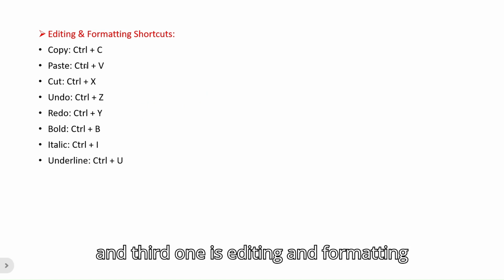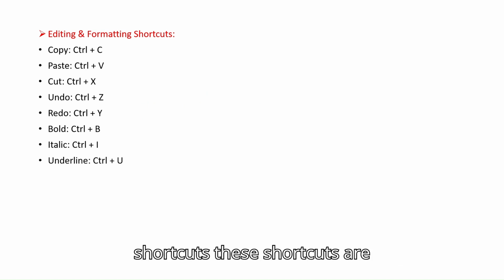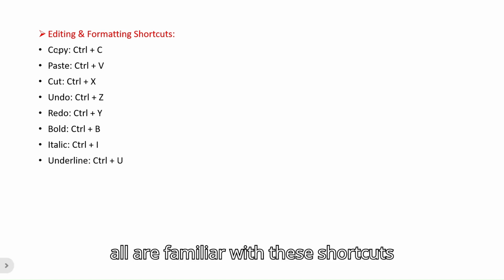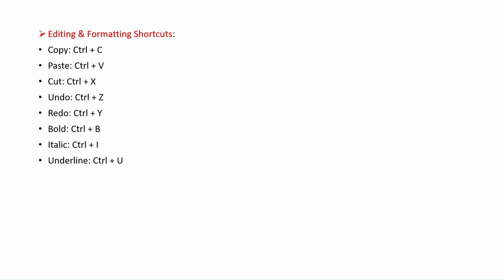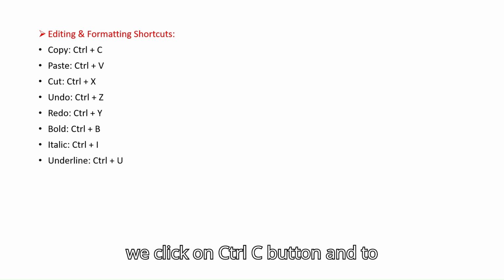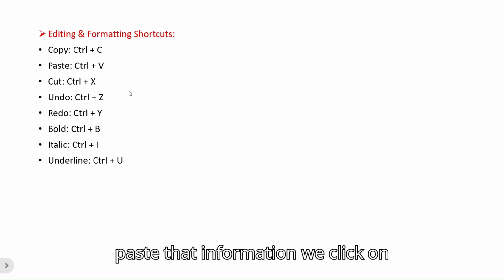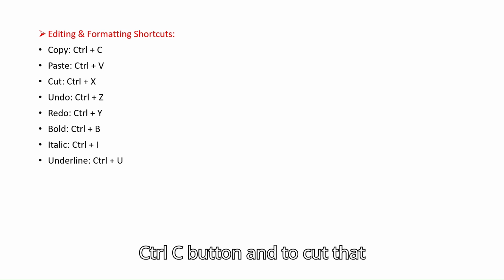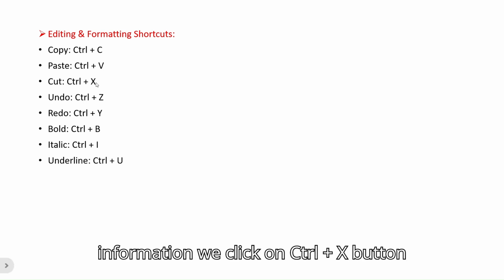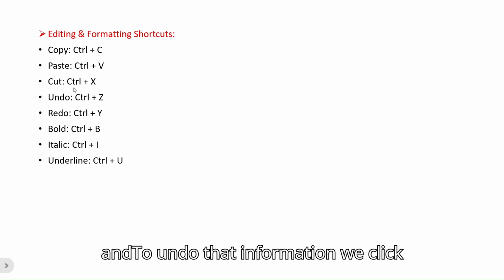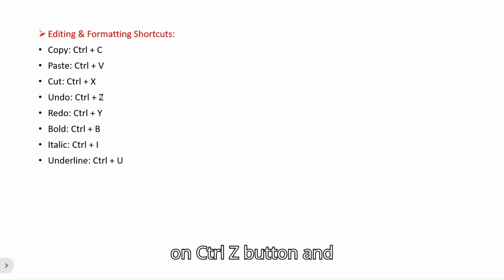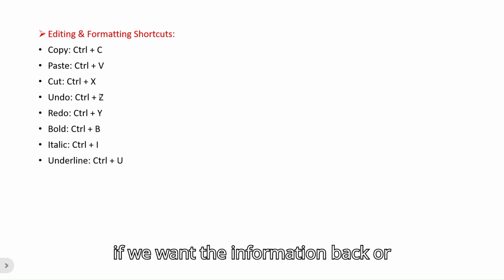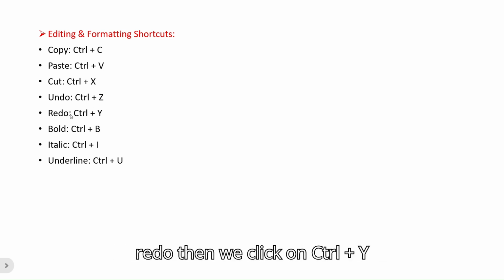And the third one is editing and formatting shortcuts. I hope all of you are familiar with these. To copy the information, we press Ctrl plus C, and to paste that information we press Ctrl plus V, and to cut that information we press Ctrl plus X, and to undo we press Ctrl plus Z. And if we want the information back, or redo, then we press Ctrl plus Y.